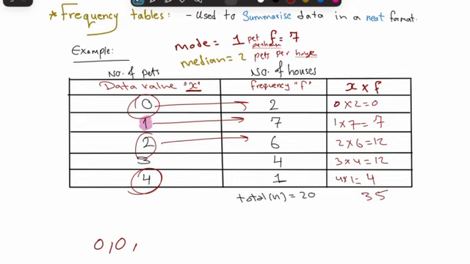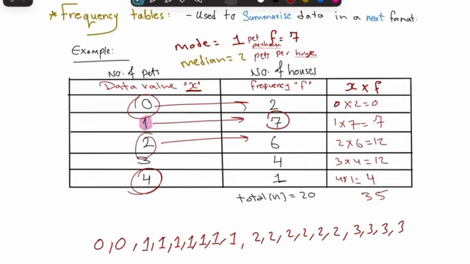But I'm going to repeat the 1 how many times? 7 times, because we have 7 houses. So 1, 2, 3, 4, 5, 6, 7. So we have 7 ones. And the 2, how many times is it repeated? 6 times: 1, 2, 3, 4, 5, 6. What about 3? It's repeated 4 times. And the 4 is repeated 1 time, so it's just 4.